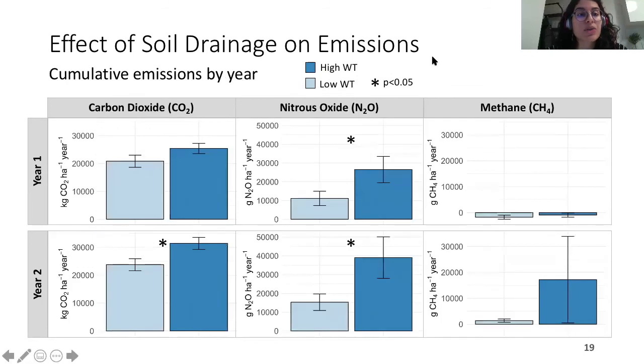In this slide, I'm showing cumulative emissions by year, with year 1 on top and year 2 at the bottom again. And so it's following the same trends for carbon dioxide and nitrous oxide, with the high water table group emitting more. And we get a significant p-value for carbon dioxide in year 2 and nitrous oxide for both years. And then for methane, again, no significant group effect. And we see that in year 1, on average, the fields were consuming methane, but in year 2, they were emitting methane.